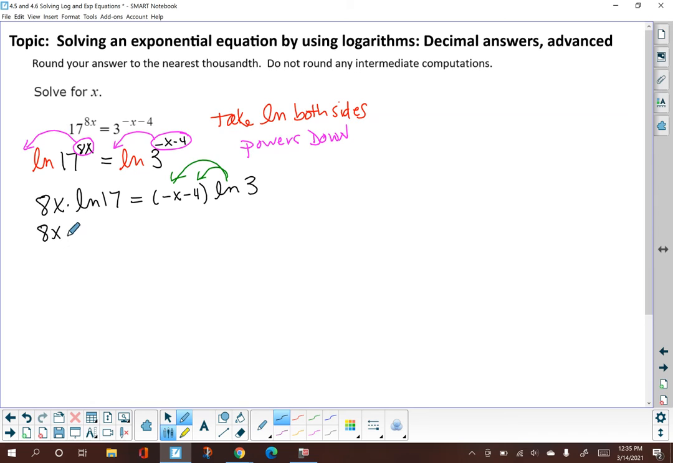My left side is not changing right now. So this is negative x times the natural log of 3 minus 4 times the natural log of 3. That natural log of 3 is just a number, and this maybe feels a little awkward because it's not something we're very used to, but it's totally fine. All we did was distribute that number, natural log of 3.